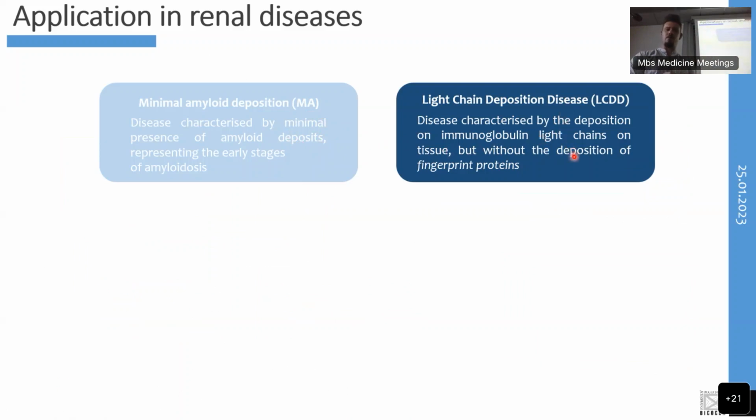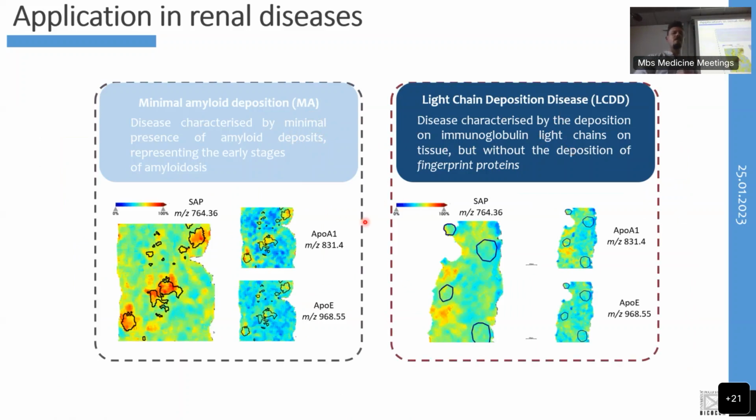but without the deposition of these fingerprint proteins. And then when we performed the imaging of these two types of tissue, we found in the case of the minimal deposition, an accumulation of these fingerprint proteins all within the same region, which are highlighted in black here. Whereas in the case of the light chain deposition disease, these were distributed diffusely within the tubular interstitium. Again, here, the glomeruli are highlighted in black, and we don't have them all co-localizing within the same area, which is what you would expect with this type of disease. And again, this highlights where spatial context is important, because if we mixed all of this tissue together, maybe this wouldn't have been highlighted.